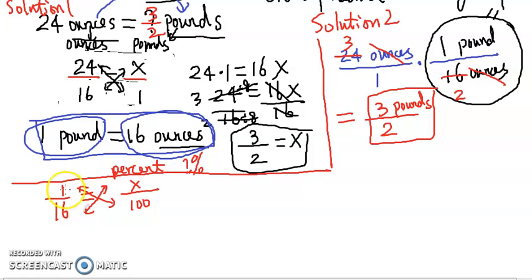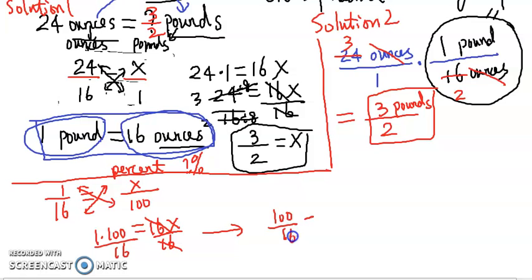We use the property of proportion: cross multiplies are equal. So we get 1 times 100 equals 16x. Now we're going to divide both sides by 16 to get rid of that 16 there. And now 100 divided by 16 equals x. First, we can reduce it to make it a little smaller. 4 goes into both of them, so we can divide both of them by 4 to get 25 over 4.